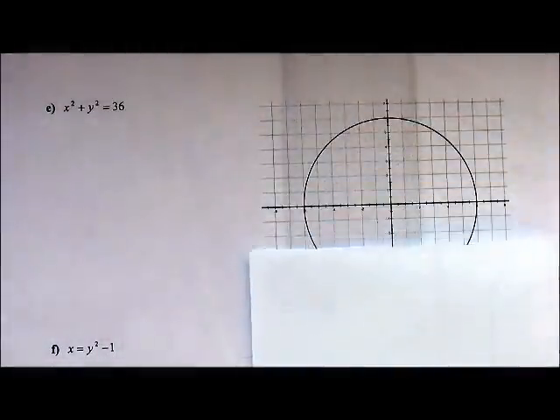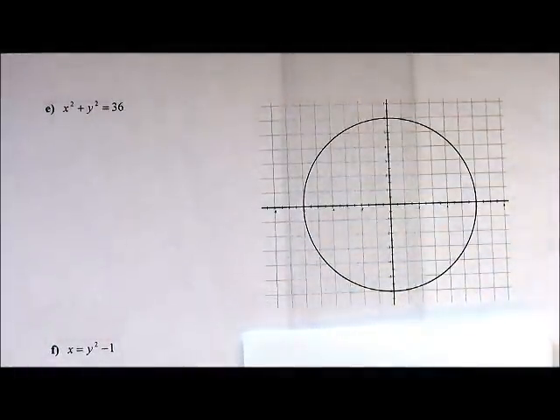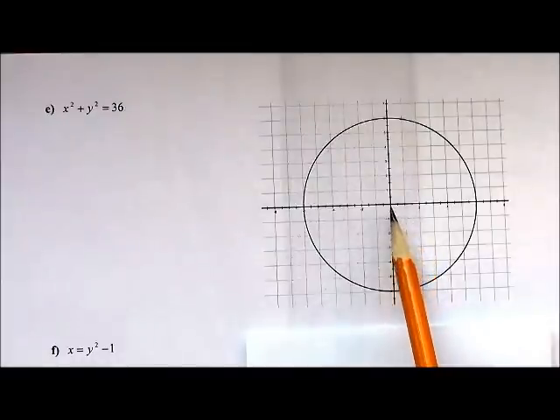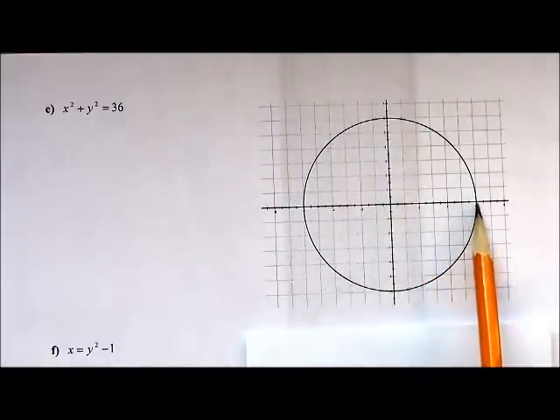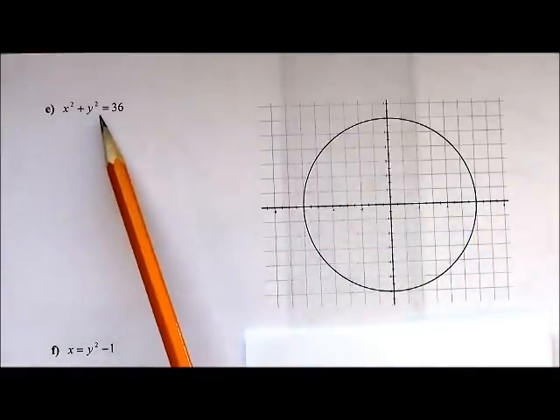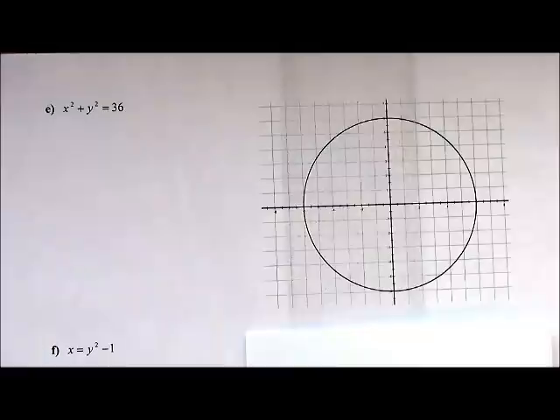So here's the graph, and so that's a circle, and as you can see, that circle is centered at the origin and has a radius of 6 units. So that comes from the equation x squared plus y squared equals r squared, and in this case r squared is the radius squared.